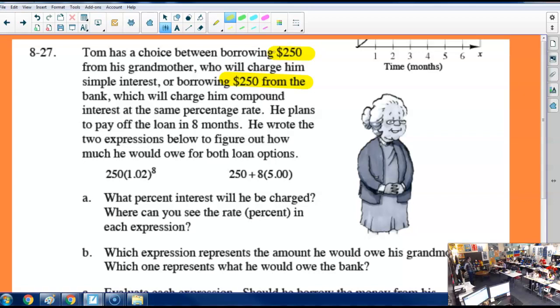Like old Worthington, 100 years ago or something, maybe you'd understand. So Grandma doesn't want you to go to the bank. So Grandma's gonna offer you $250, or you can go to the bank and get $250. Right? The bank will give you money. They'll just charge you interest. So Grandma knows math, and she's like, okay, honey, I'll give you simple interest.